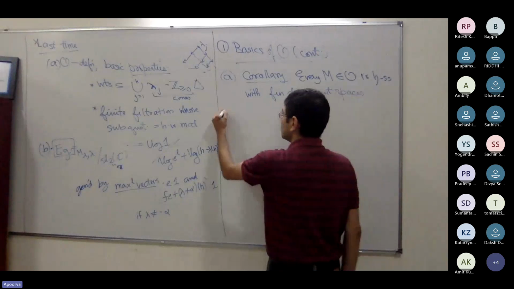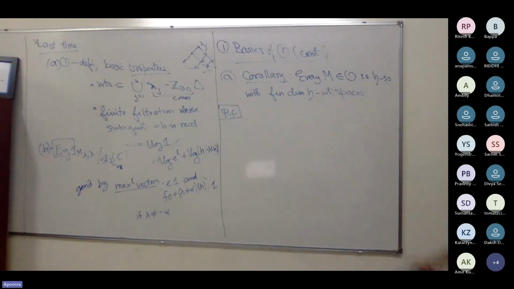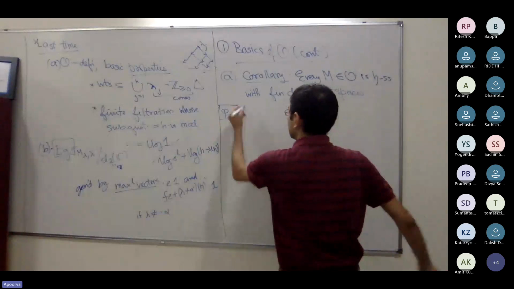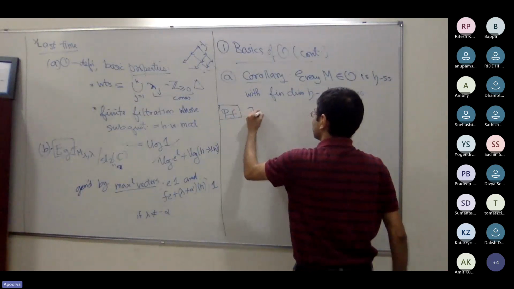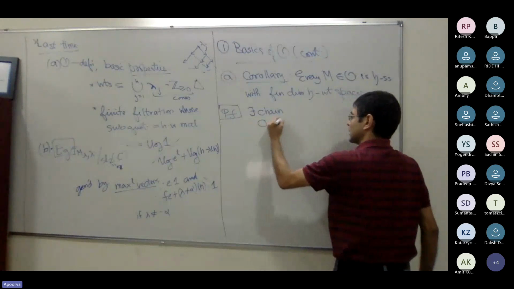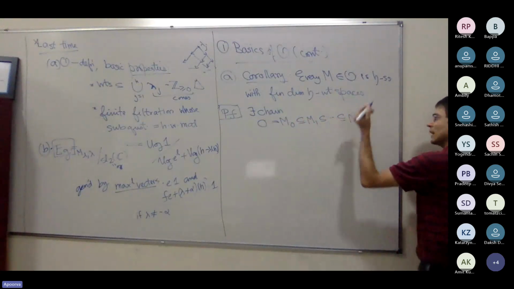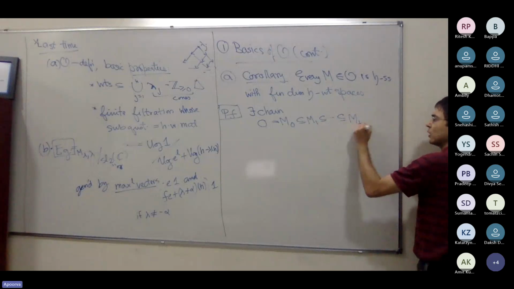And the proof is sort of two lines. That's why it's a corollary. Write down this filtration. So there exists a finite filtration, there exists a chain 0 equals M0 contained in M1 and so on. Let's say Mk equals M.